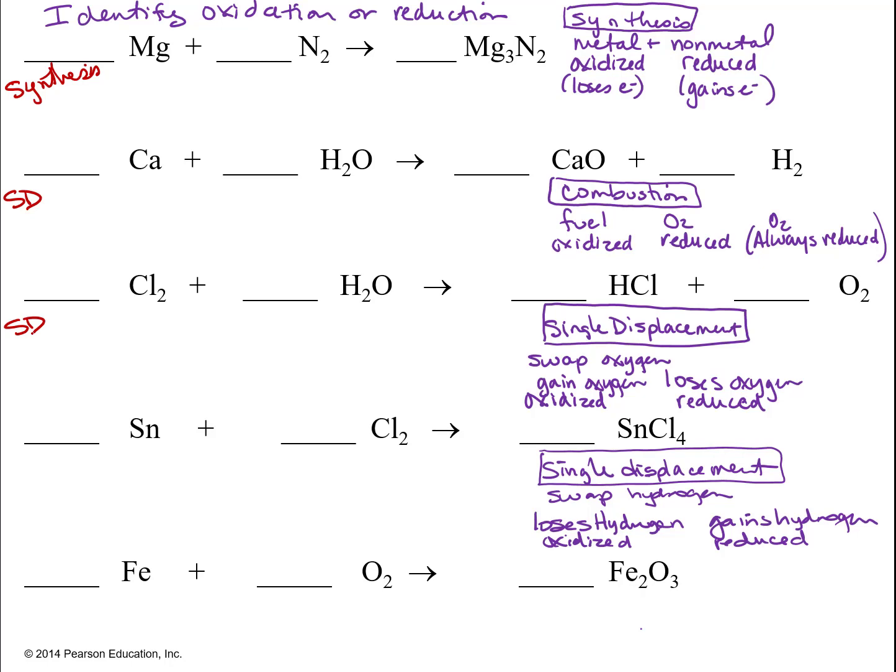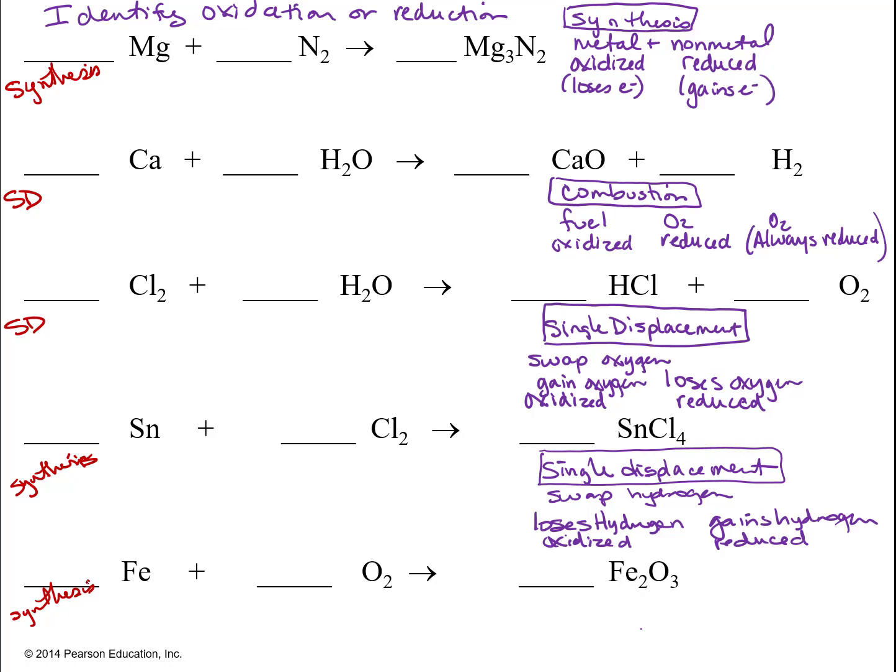Then the fourth, synthesis. And then the last one is a synthesis as well. Okay, so if it's a synthesis, then it's going to be an ionic formation. So look for the metal gets oxidized. Look for the non-metal gets reduced.